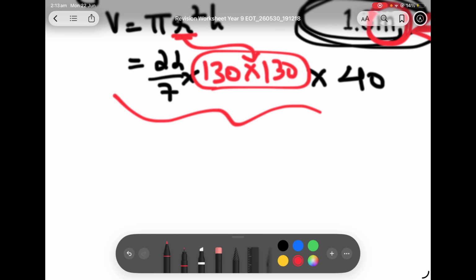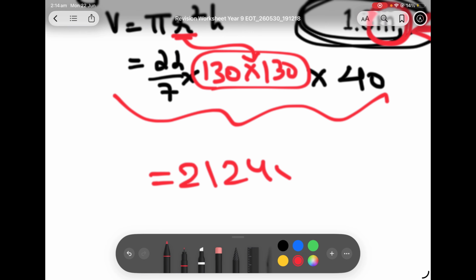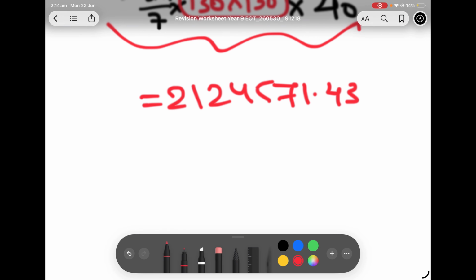Okay, now put everything in the calculator: 22 times 130 times 130 times 40. Then you divide the answer by 7. That is equal to 21245, 71.43. This is the volume in centimeters that you get. Okay, 212.43 and all of that.